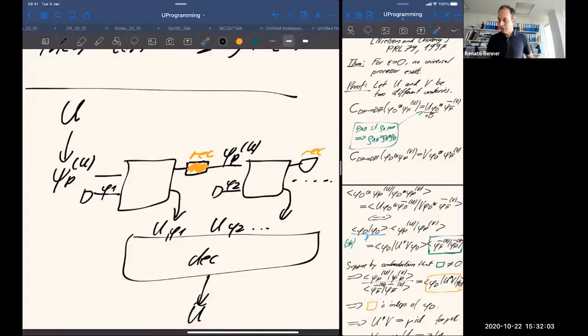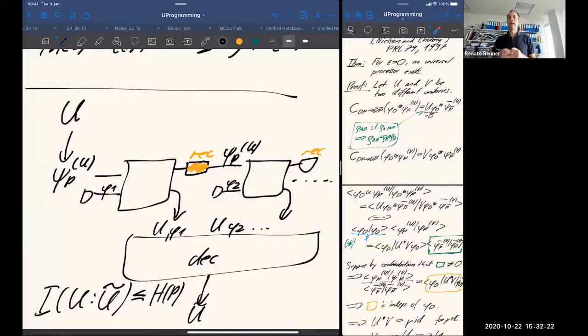And if you can recover it very well, then there's a lot of mutual information between U and this recovered U. From coding, we know that the mutual information is a lower bound on the size of the code. But the size of the code is in this case the size of the program. And so this gives us a lower bound on the entropy of the program, and therefore also on the size of the register which stores the program.